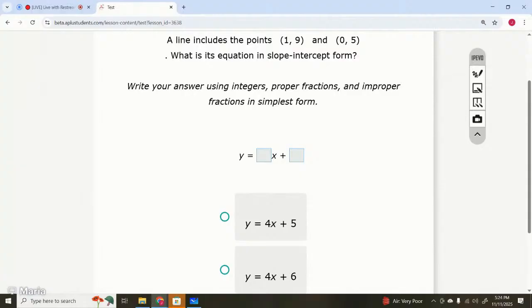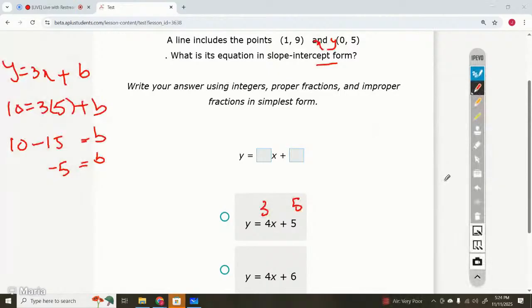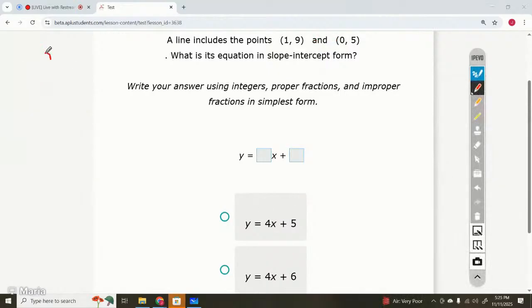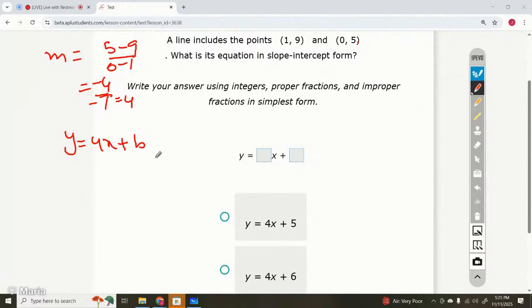The points we are given are (1, 9) and (0, 5), right? The first thing we are going to calculate from those points is the slope, right? So that is m is equal to y2 minus y1 over x2 minus x1, that is negative 4 over negative 1. The slope is 4, right? So now the equation is y equals 4x plus b. Use any of the points and calculate b.